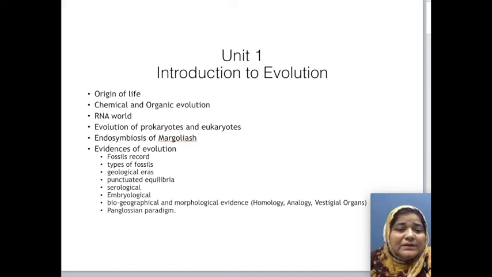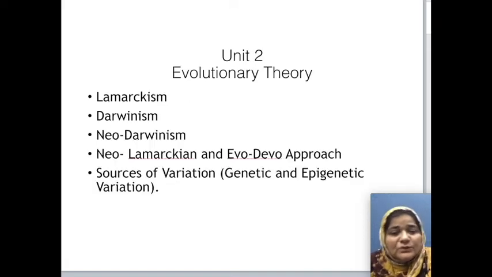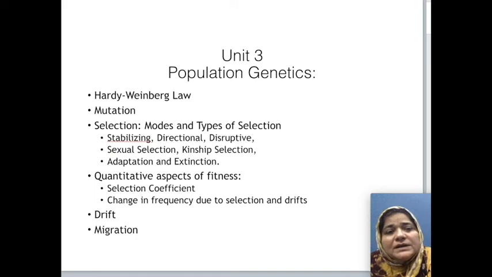And your second unit is again the very interesting aspect of the theories of evolution, Lamarckism, Darwinism, Neo Darwinism. Your third unit is about population genetics, which is what we are going to talk about in these lectures that I will be taking with you. Shortly, I will be explaining also to you what is population genetics, but let us first see what all is there in this unit.